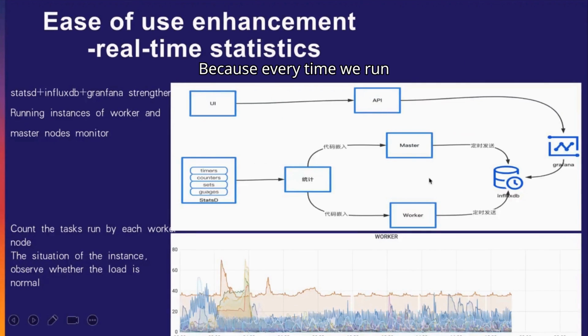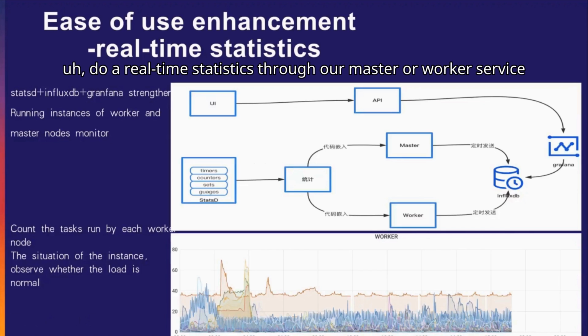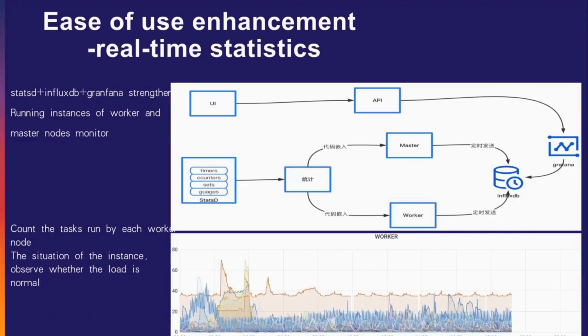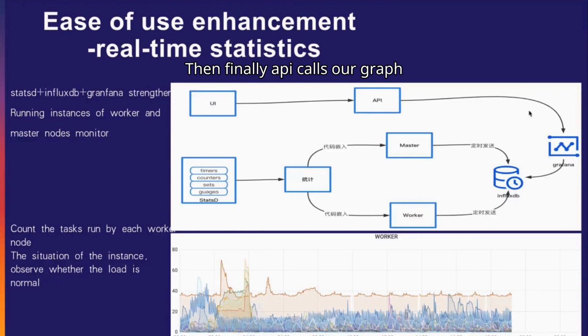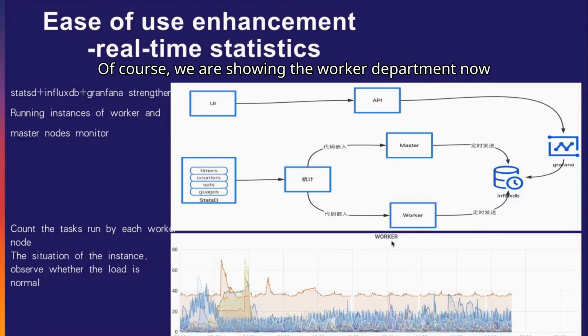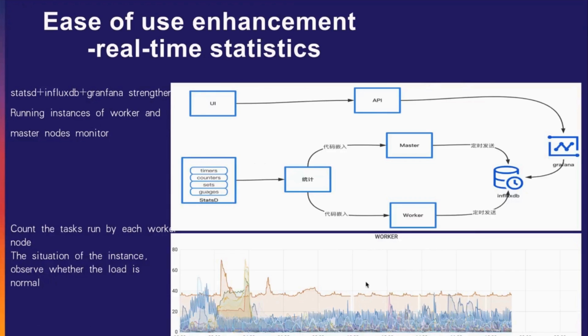Because every time we run, we do real-time statistics through our master or worker service, and then send it to our Flash DB regularly. Then Grafana visits our Flash DB, and finally the API calls our Grafana and makes a presentation in front. The following figure is the part we show. Through it, we can intuitively see master or worker. Of course, we are showing the worker part now.